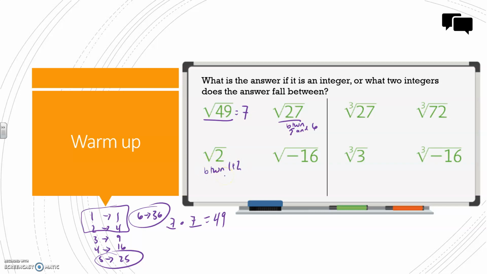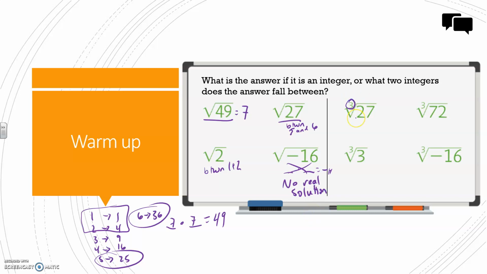Now last but not least, we talked about square roots of negatives, and we said it's not possible because I can never multiply two numbers together and get a negative number. So it's not possible. No real solutions. So we've done that before, but today we're going to start talking about these things called the cube roots.